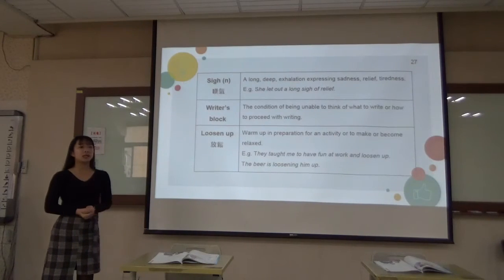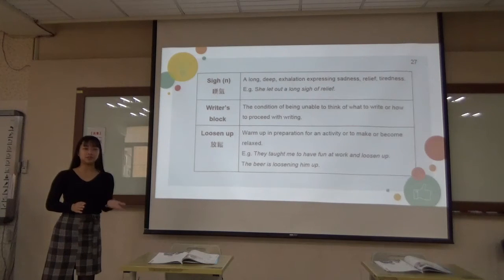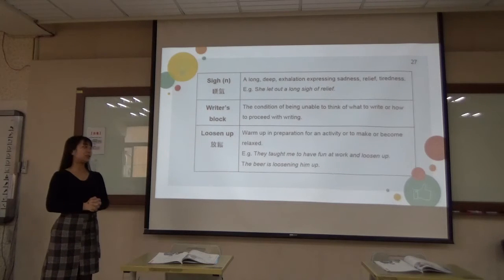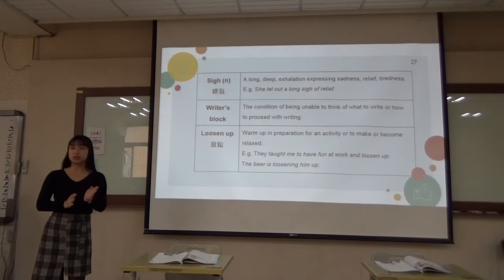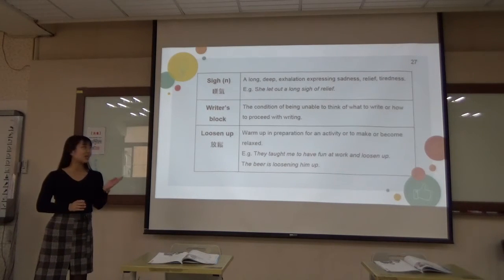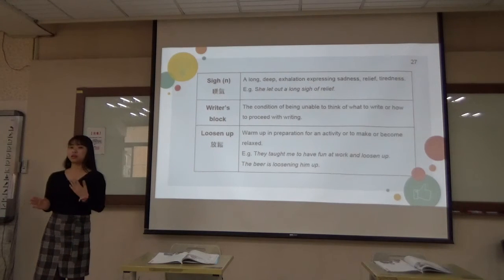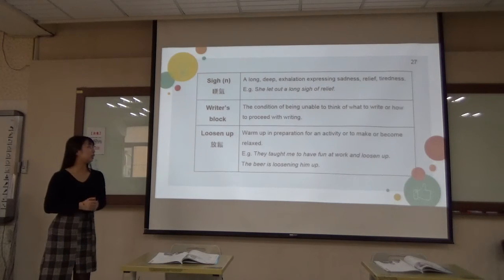Next is sigh. Sigh means a long, deep exhalation expressing sadness, relief, or tiredness, like this. Like, she let out a long sigh of relief. Next is writer's block. Writer's block means the condition of not knowing what to write or how to proceed with writing. For example, if you are a writer and you don't know what to write, then you are suffering from writer's block. Maybe you are out of inspiration or ideas.